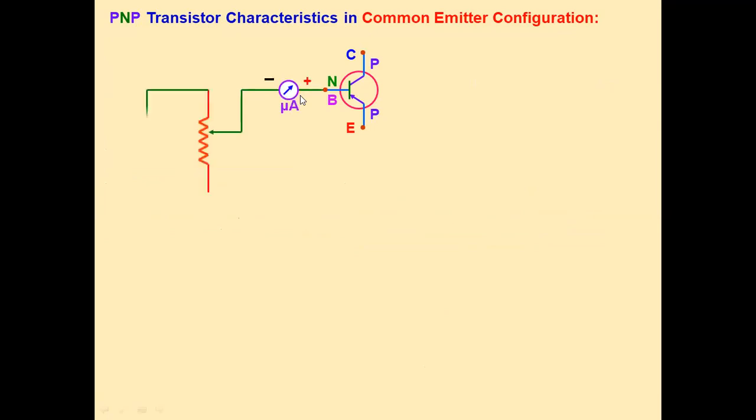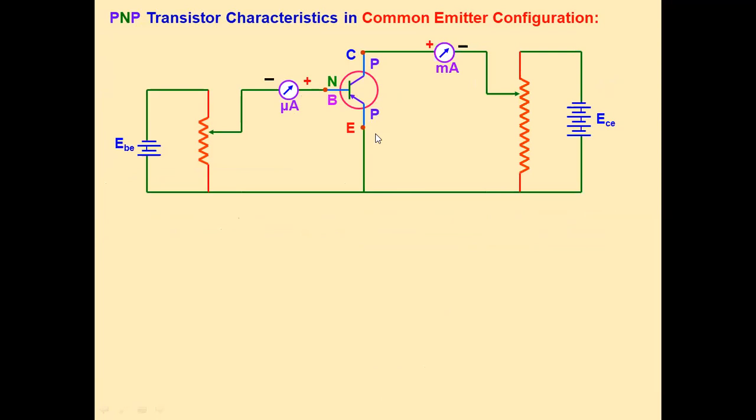Next, we'll see the configuration. This transistor consists of 3 terminals, but it requires 2 terminals for the input and 2 terminals for the output. So out of these 3 terminals, any one terminal is common, and depending upon the common terminal, there are 3 types of configuration. One is common emitter configuration, meaning the emitter terminal is common to the input as well as to the output. Similarly, common base configuration and common collector configuration.